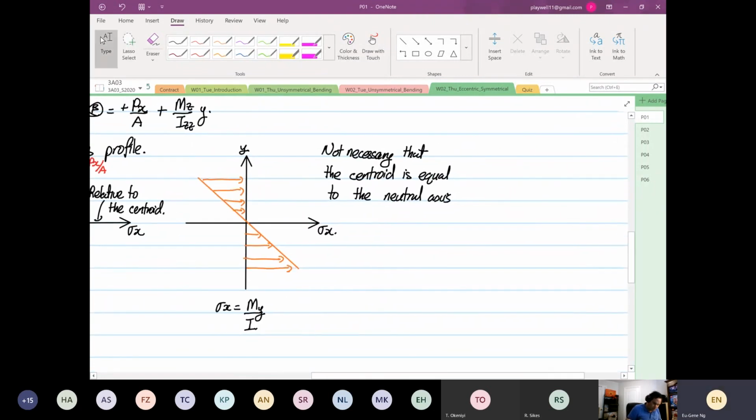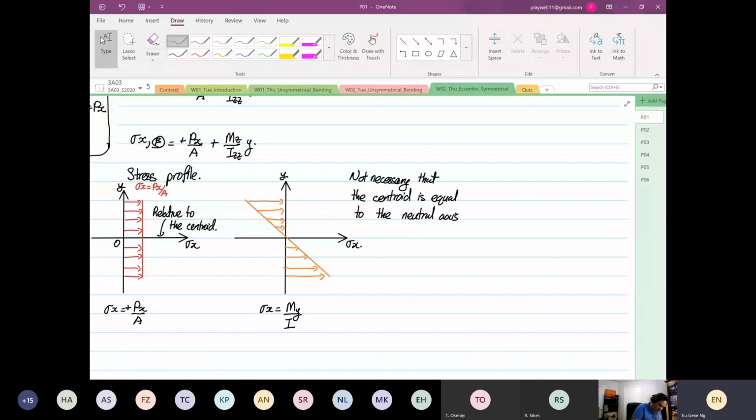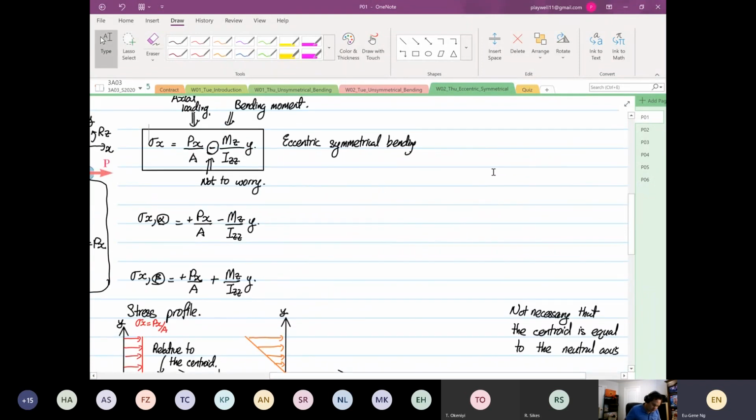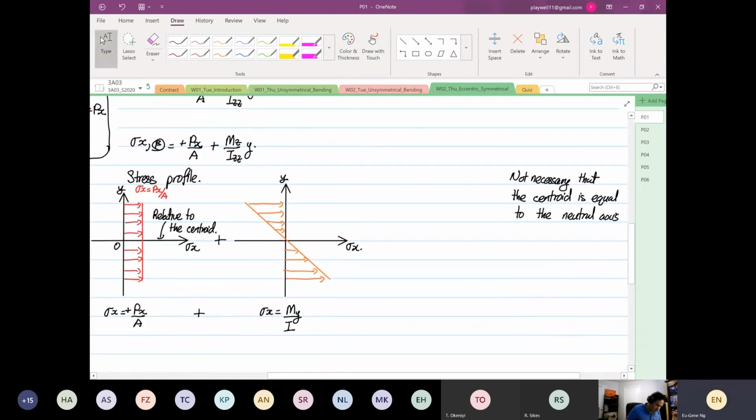Okay. So now, if we were to sum both of them, if we were to add both of them, you realize that the stress profile will be what? Will be shifted. The stress profile will be shifted. So the stress profile now looks like this. So this is our stress profile.